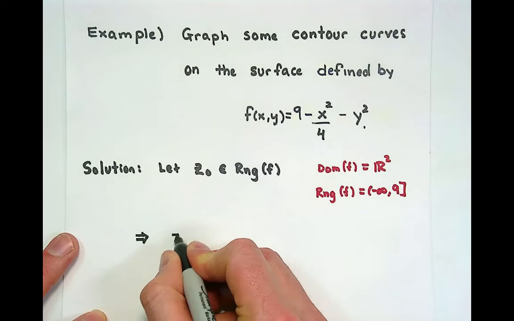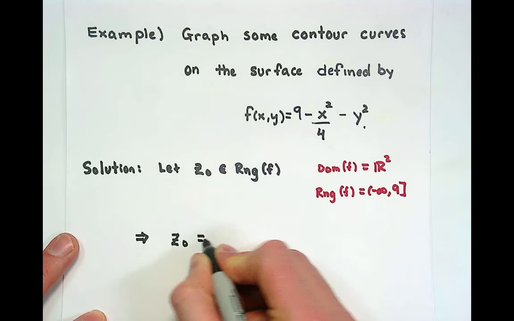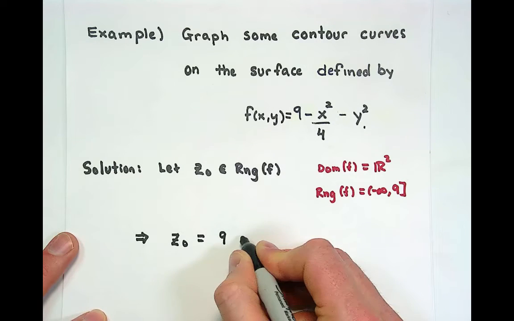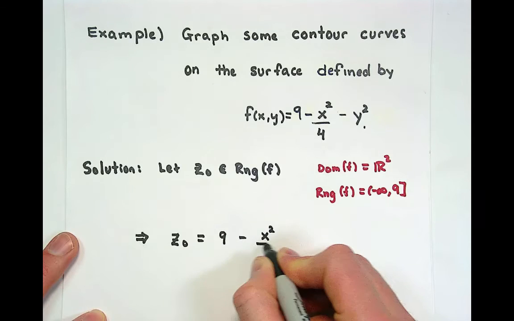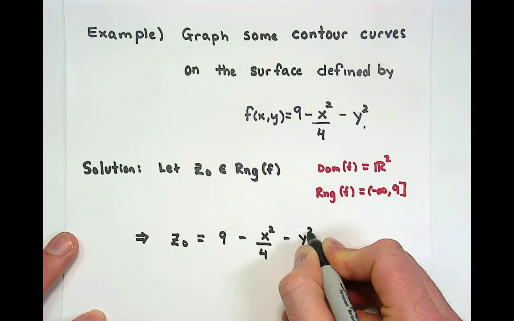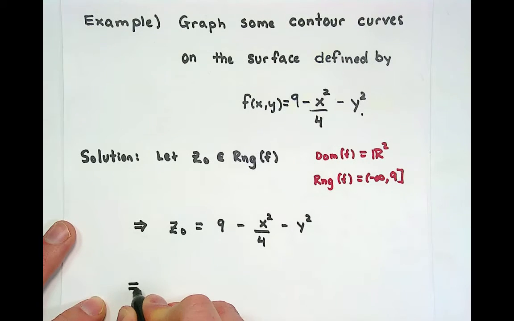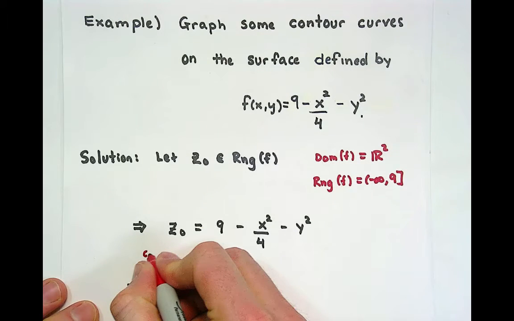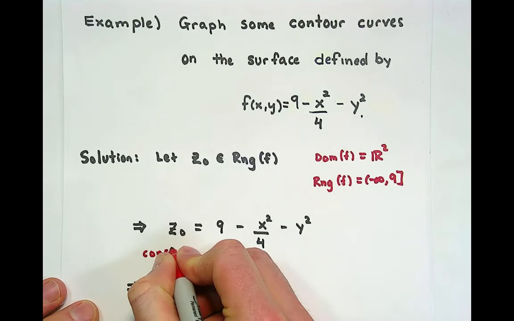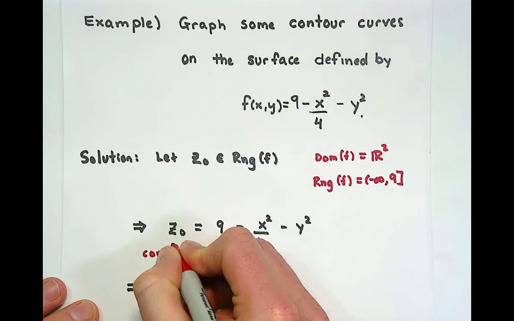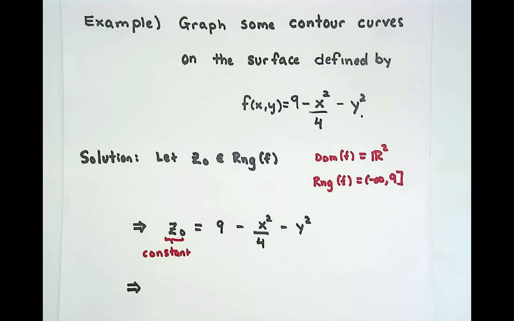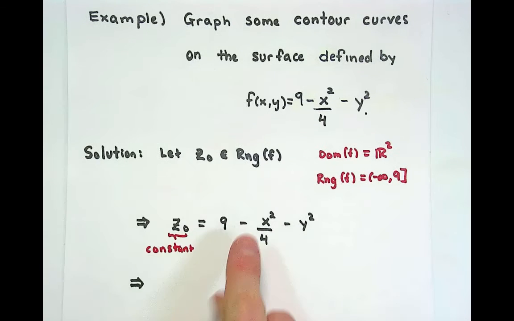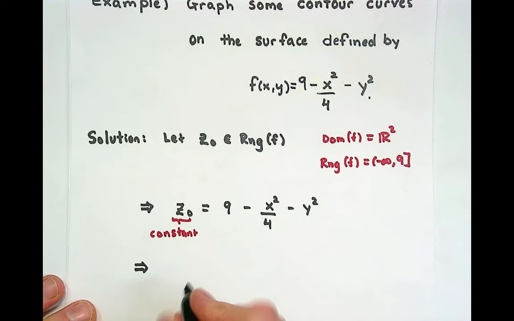Z naught, you could call that. And then we're going to look at what happens if you set that to be constant. So here you would have 9 minus x squared divided by 4 minus y squared. Hopefully, if you consider this to be constant, you recognize the form of this particular equation. Do you recognize what type of object this is?